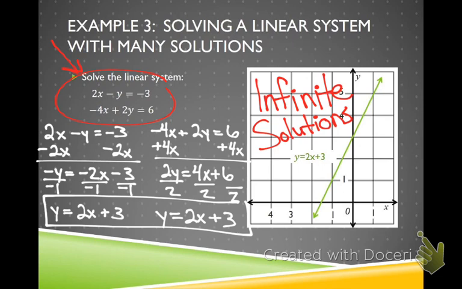Are you making that connection? Test the ordered pair. Come up with any ordered pair. Okay? Plug them into these equations. They will equal out. All right, it'll work out. All right, if you understand that, that is everything you need to know for section 8.8.